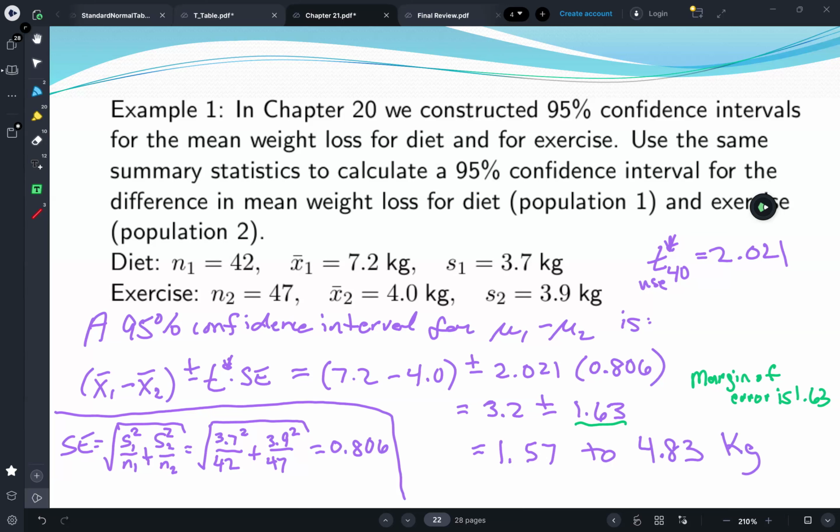So what does that mean? Is there a statistically significant difference? From 1.57 to 4.83, they're both positive. There's no zero in the range. So that means there is a statistically significant difference between the two weight losses.